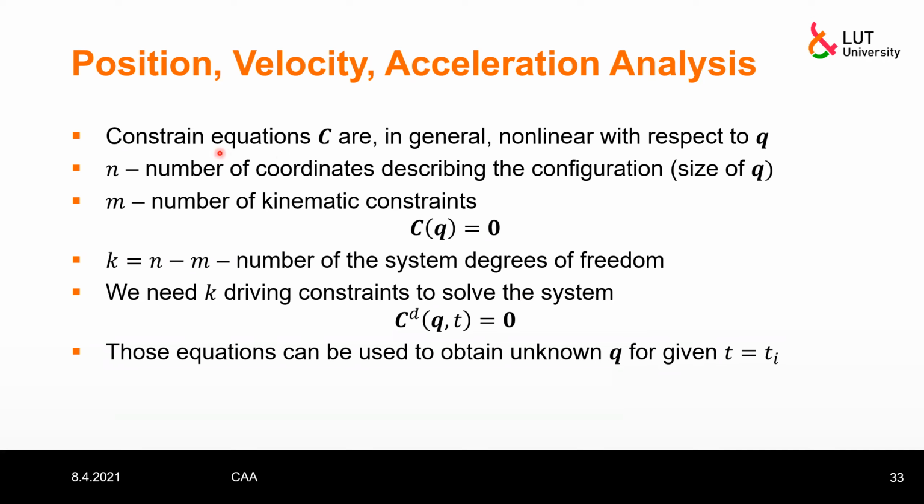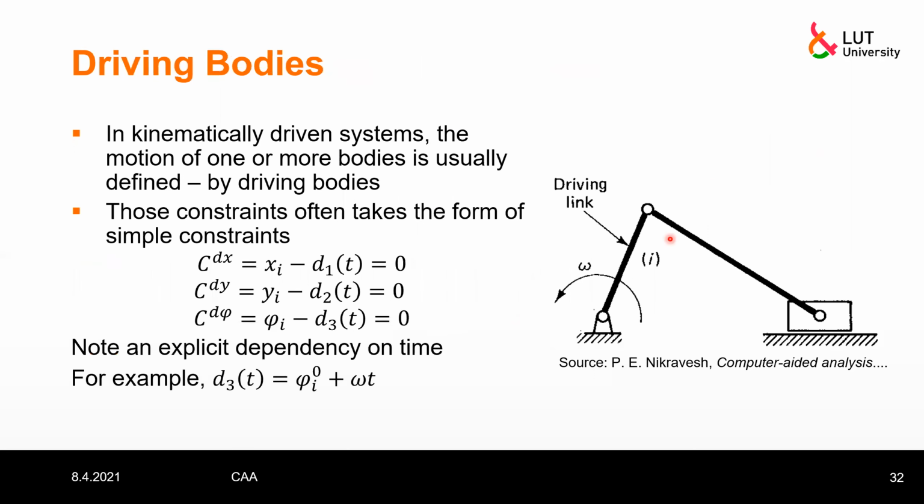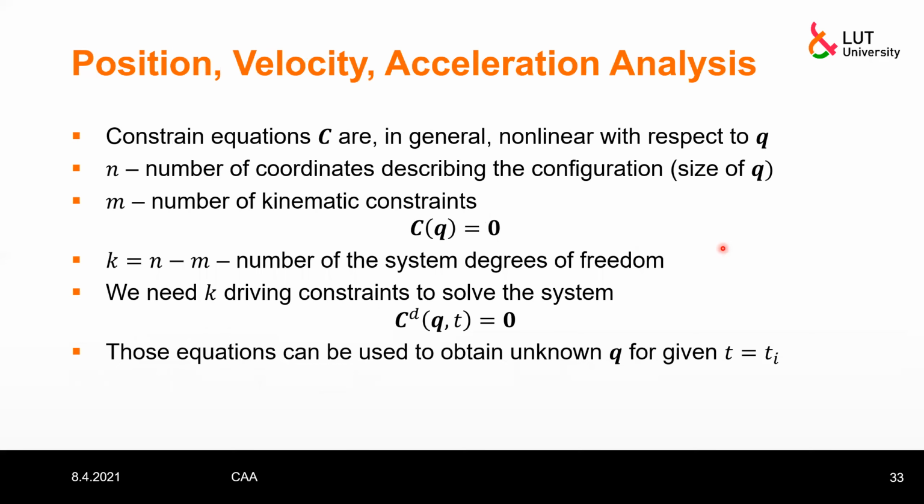So if we gather all our constraints into vector C and all our Cartesian coordinates into vector Q, we can say that N is the number of coordinates describing the configuration. Like here, we have 3 bodies, so the size of Q is equal to 9, because all of those bodies are described with 3 coordinates each. M is the number of kinematic constraints, so this is the size of vector C.